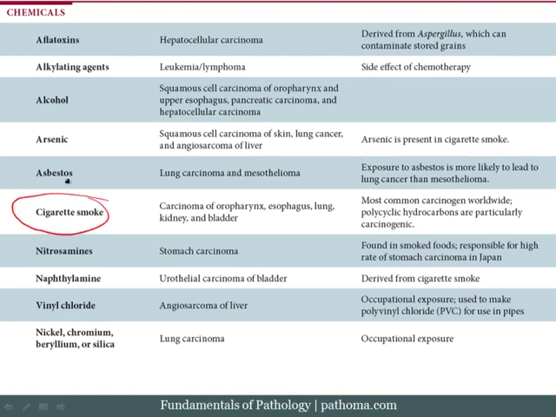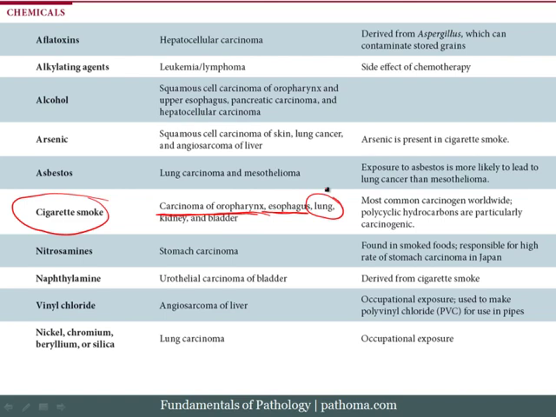Now we go to cigarette smoke. Cigarette smoke is a very important carcinogen to be aware of. It's associated with carcinoma of the oropharynx, as I've already kind of stated above when we talked about alcohol. It's also associated with squamous cell carcinoma of the esophagus. It's associated with lung cancer. That, I think, is obvious. We're all familiar with the fact that cigarette smoke is sort of the leading risk factor for lung cancer.